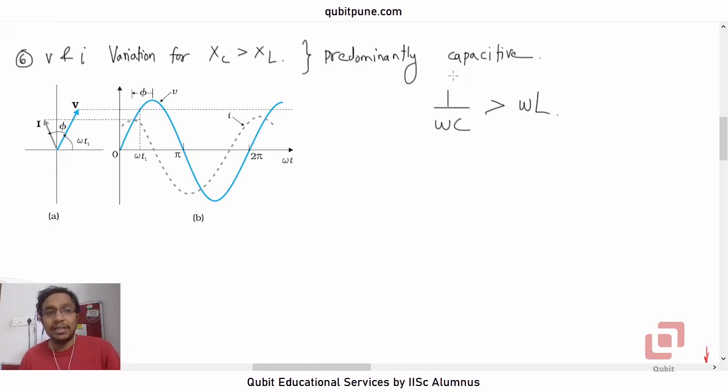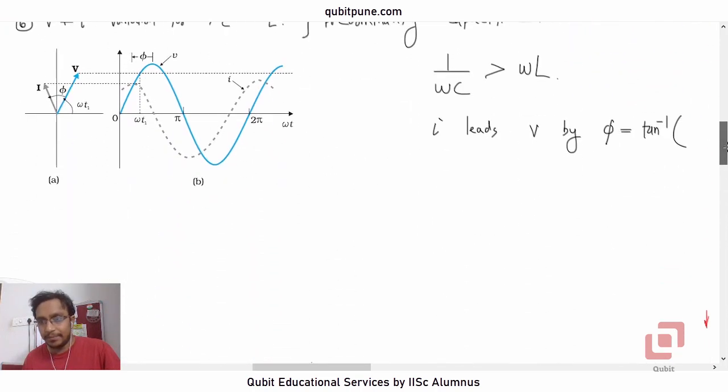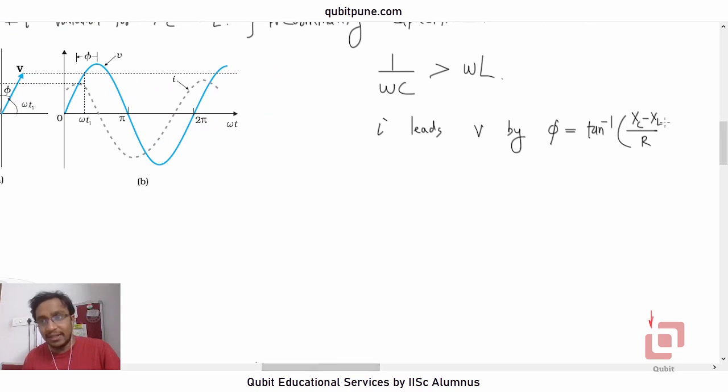So what does that mean? That means current will lead. Current leads voltage by the angle phi given by tan inverse of Xc minus XL divided by R. Had it been the other case, it would have been tan inverse of XL minus Xc by R, and we would have said current lags voltage by that angle.